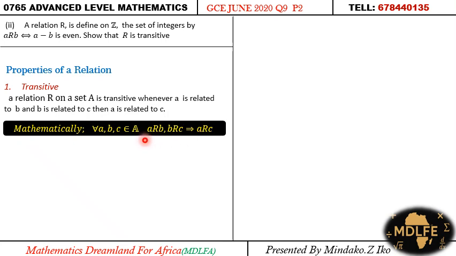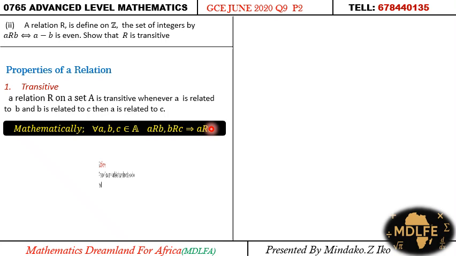Let me say I am A and you are B, and your father is C. If I'm related to you, and you are related to your father, it therefore means that I'm actually related to your father too. I hope it is clear. That is it.